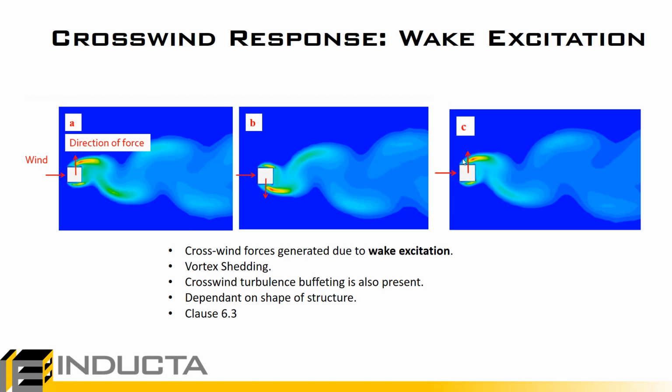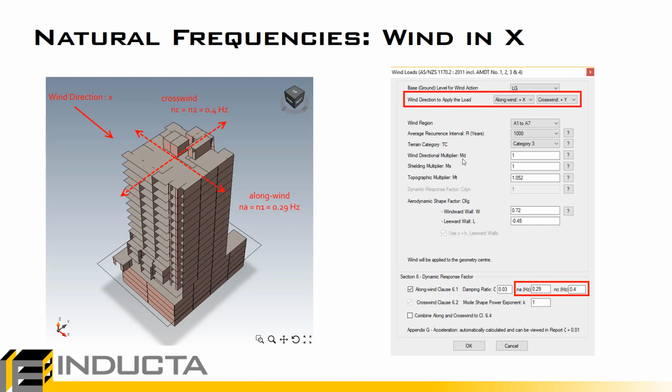So what is needed in RCB to calculate these values are the natural frequencies in the along wind and crosswind directions. They're not the first and second natural frequencies, they're not N1 and N2. They're referred to as NA, the subscript A meaning along wind, and NC, the subscript C meaning crosswind. How do we determine which one to use? Well, we'll go through that now on our example. So we saw from the previous slides, we have our first natural frequency of 0.29 Hertz, which is in the X, and the second natural frequency of 0.4 Hertz, which is in the Y.